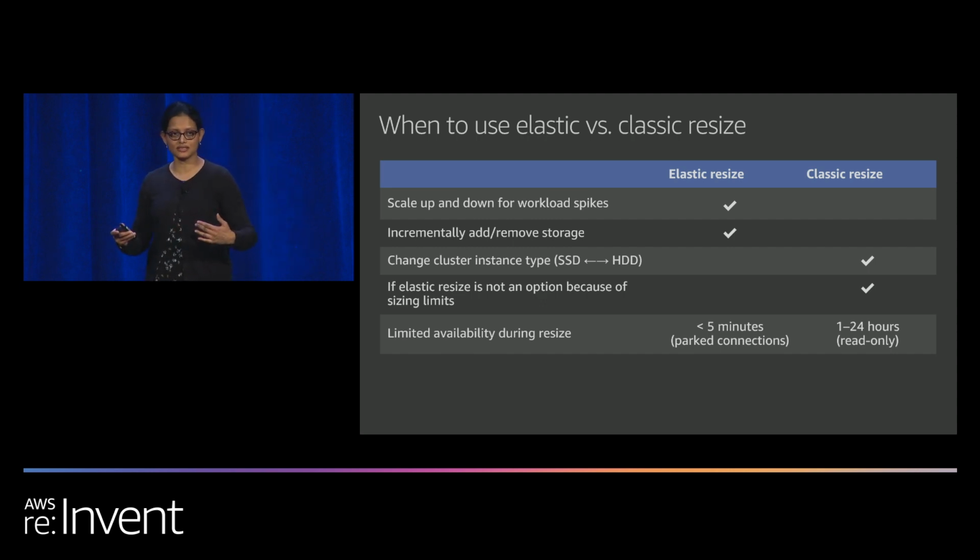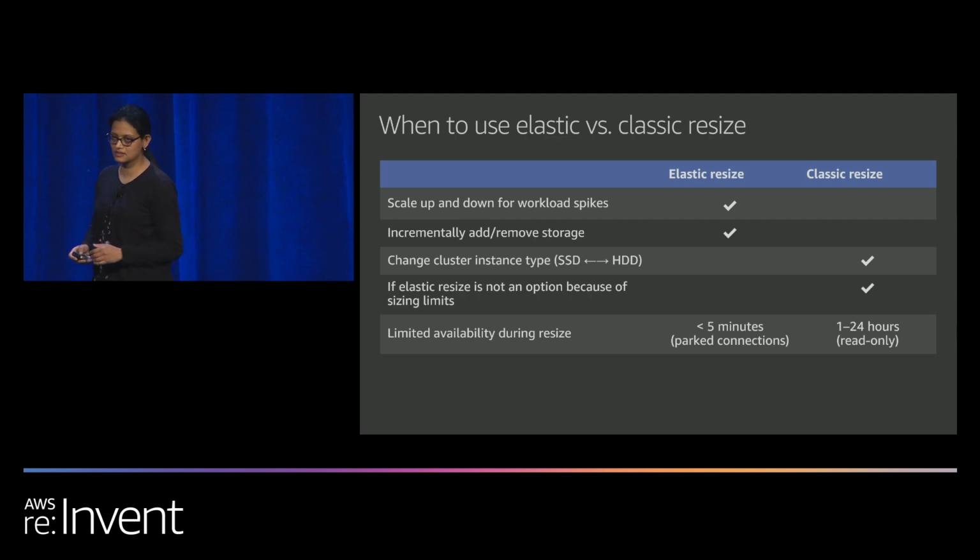You choose to use classic resize if you want to change the instance family. And the primary distinction between both of these resizes is the duration and the amount of time it takes. Elastic resize, 4 minutes of parked connections, and classic resize, it's based on the amount of data that it needs to transfer.